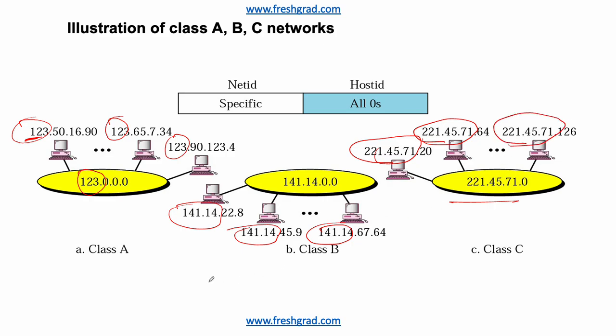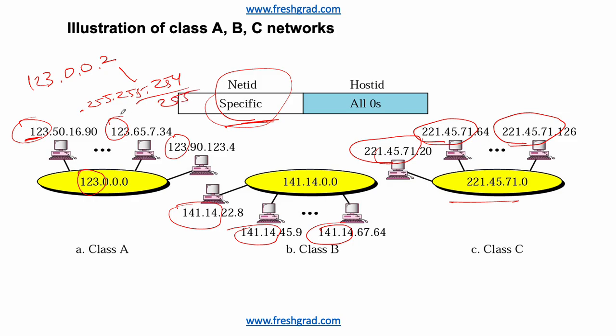This is your network ID. The network ID is specific to the network; you can't change it, right? And for the host ID, you can assign any IPs starting from 123.0.0.1, but that one we use for the gateway. So I would say 2 to anything here, up to 255.255.255.254, because 255 is again used for broadcast, right?